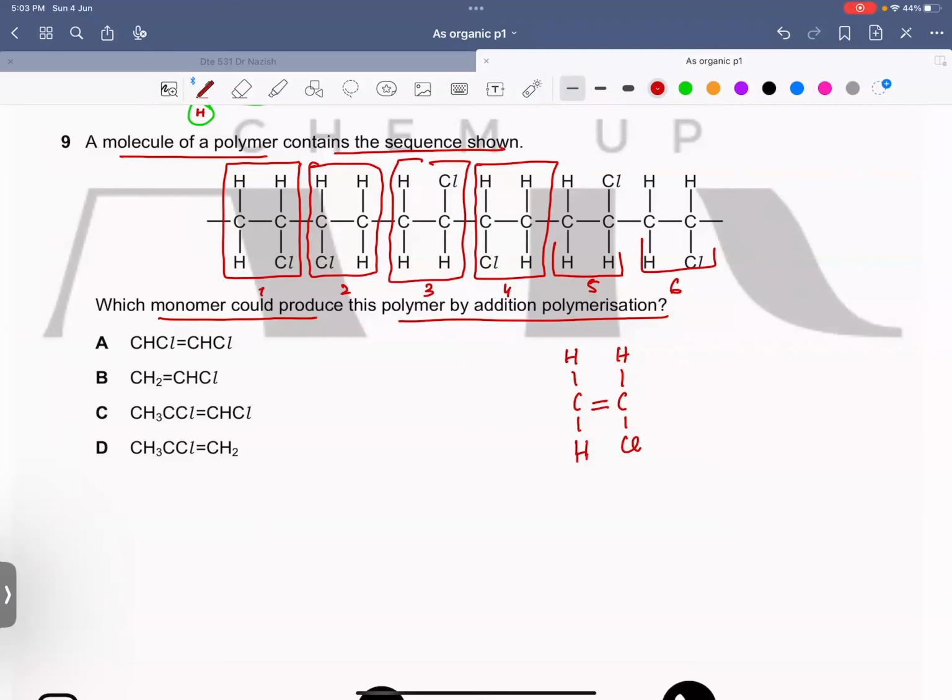And if you look at this, here we have H and Cl on both sides. This makes this wrong. Here we have two hydrogens on one side and H and Cl on the other side. This makes this wrong. Then CH3, there is no CH3. This makes C wrong. Again CH3, this makes D wrong. So our correct answer is B. Is this understandable to everyone?